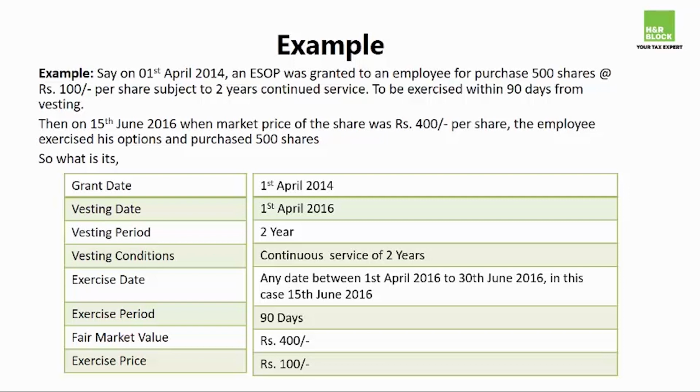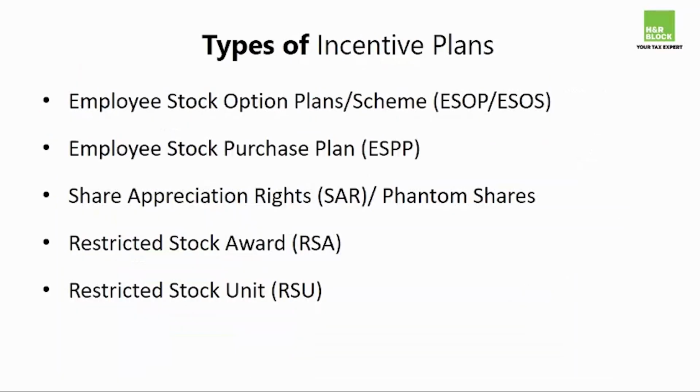Now exercise price. In this particular case, the employee has to pay 100 rupees per share to acquire those shares. That price is called the exercise price. So here rupees 100 will be your exercise price. Hope that clarifies the different terminologies. With that, we will move to the next slide, that is types of incentive plans.